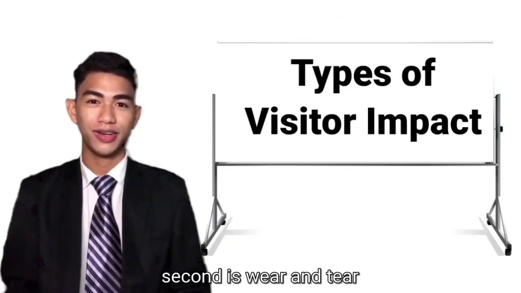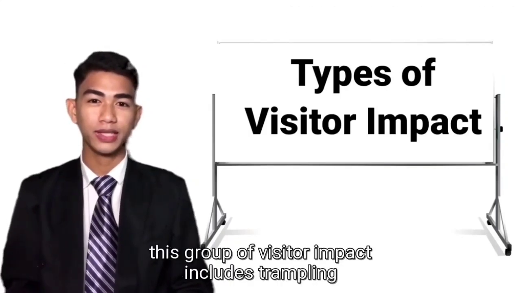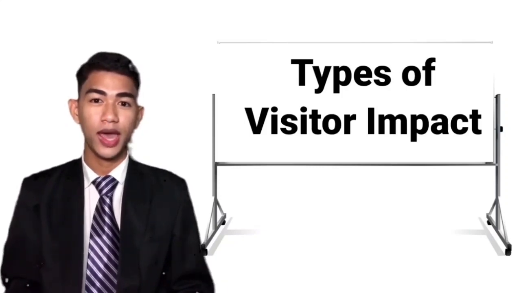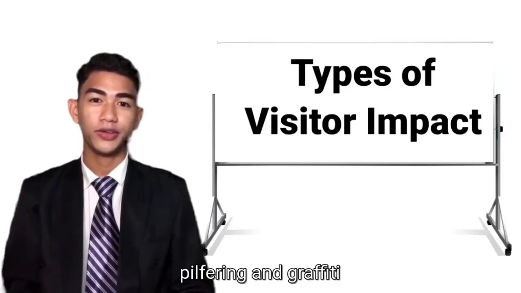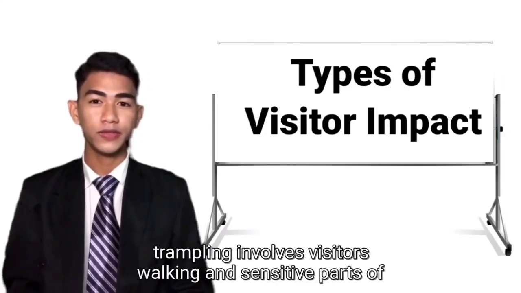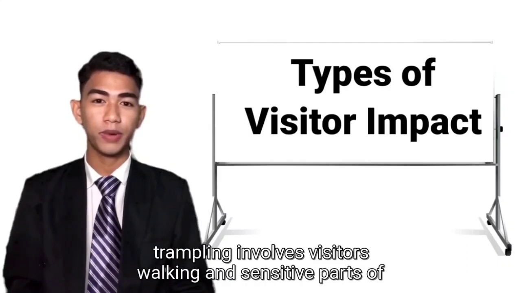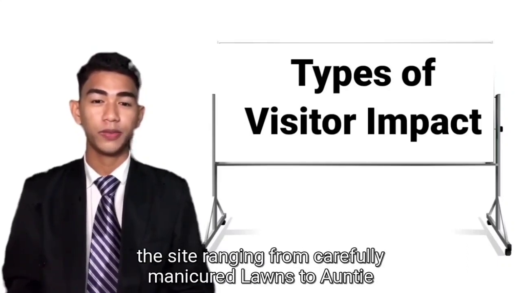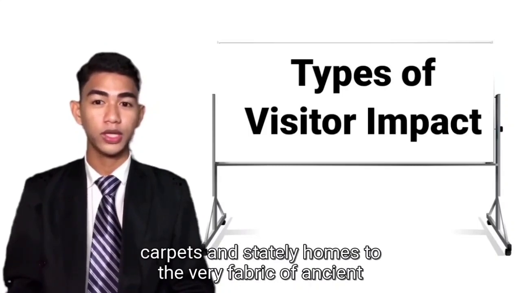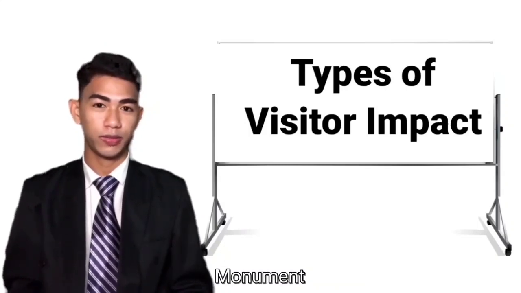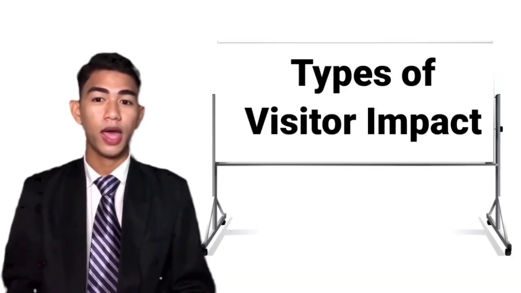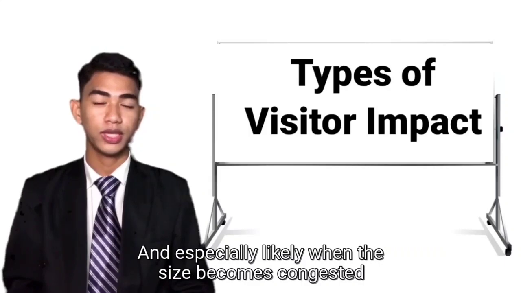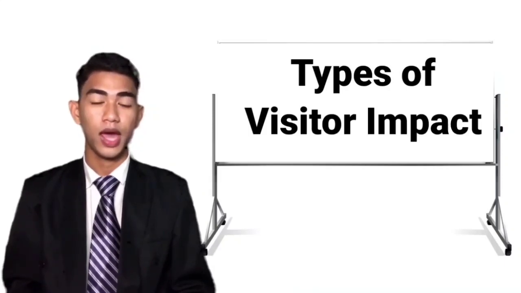Second is wear and tear. This group of visitor impacts includes trampling, handling, humidity, temperature, pilfering, and graffiti. Trampling involves visitors walking on sensitive parts of the site, ranging from carefully manicured lawns to antique carpets in stately homes to the very fabric of ancient monuments. Trampling may be deliberate or accidental, and is especially likely when the site becomes congested.